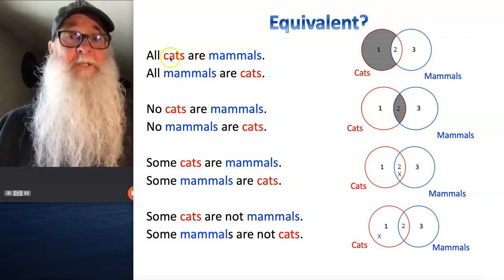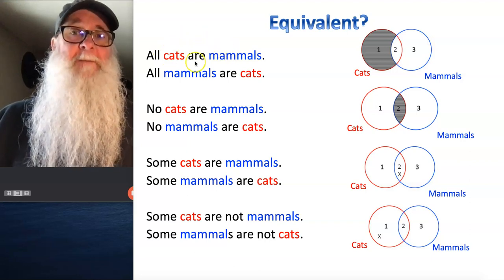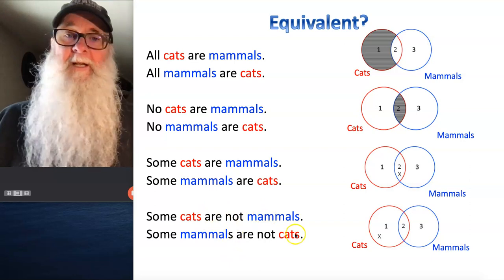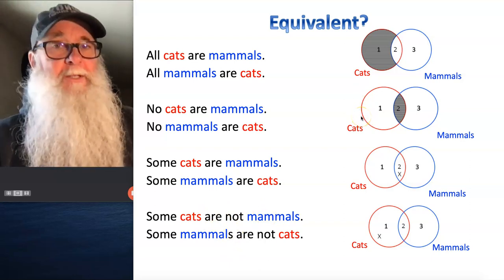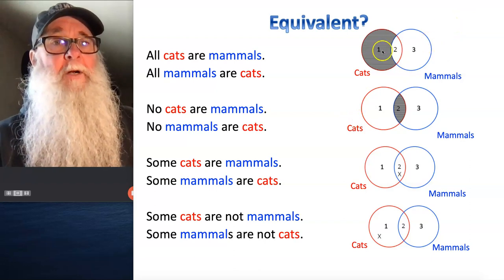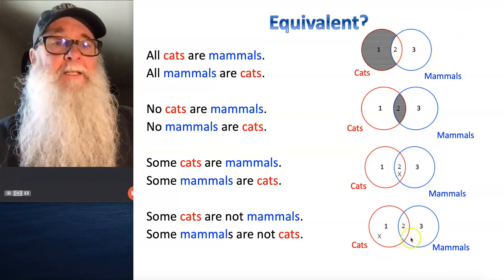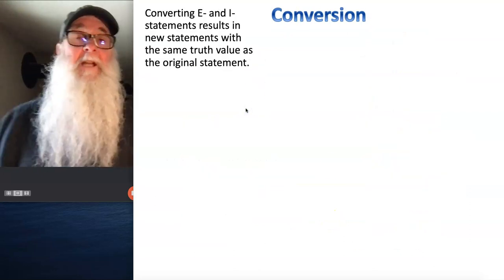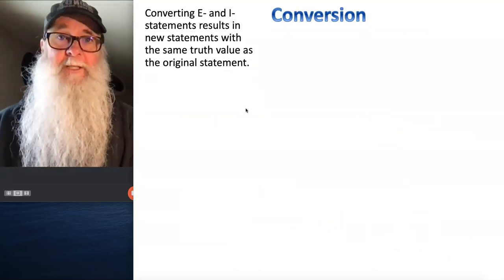But when you switch the positions of the subject and predicate terms in an A statement or in an O statement, you do not end up with equivalent statements. You do not end up with statements that are both reflected by a single Venn diagram. So what's going on here? What's going on here is the operation called conversion.